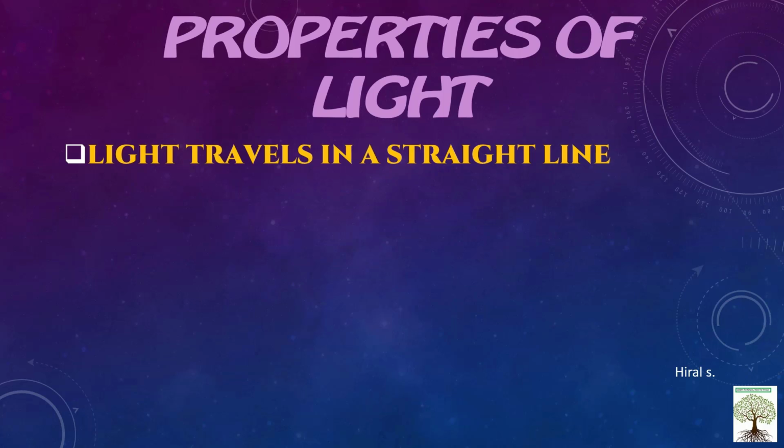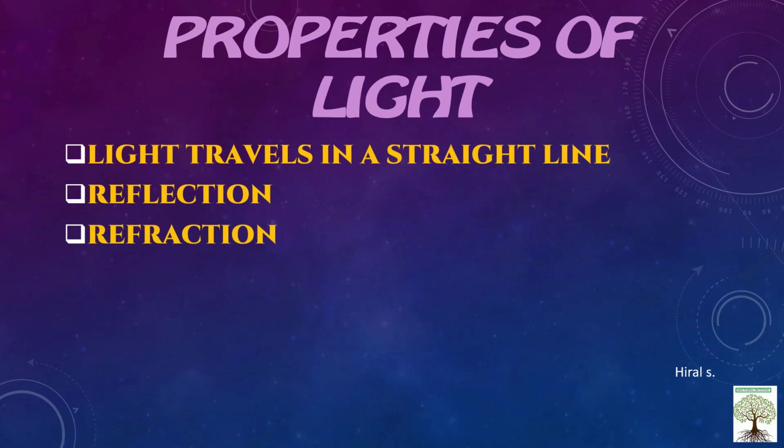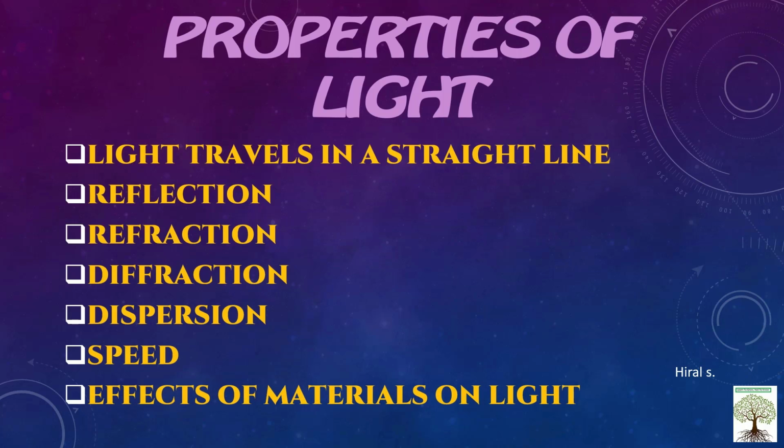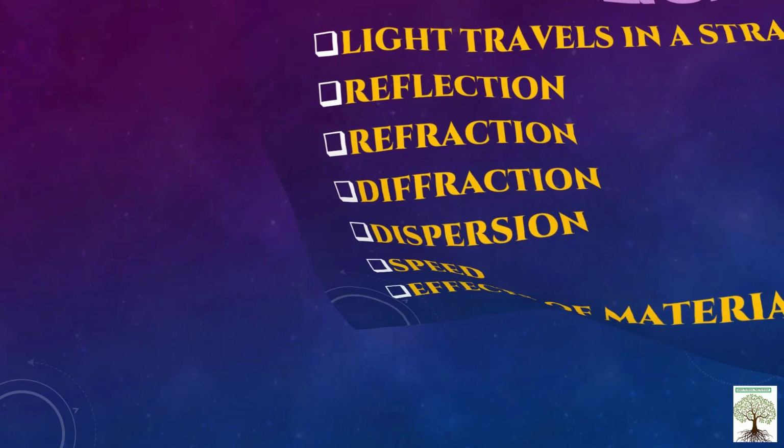So these are all the properties of light. Light travels in a straight line; reflection of light, or bouncing back of light; refraction of light, bending of light at the boundary of different media; diffraction of light; dispersion of light; speed of light; and effects of materials on light, like transparent, translucent, and opaque objects. I hope these properties of light are understood nicely, children.